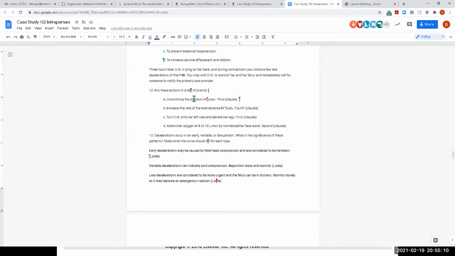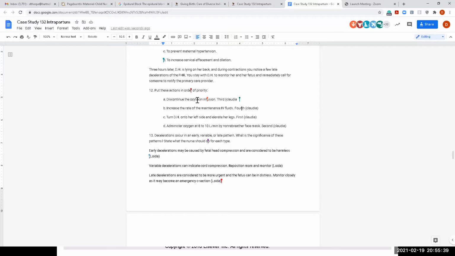Then almost at the same time, turn her to her left side. Left is better. And increasing her IV fluids, this would probably be fourth. Claudia put it fourth. Put on some oxygen and then increase her IV fluids. When you watch nurses do this, it really is almost all at the same time, okay?